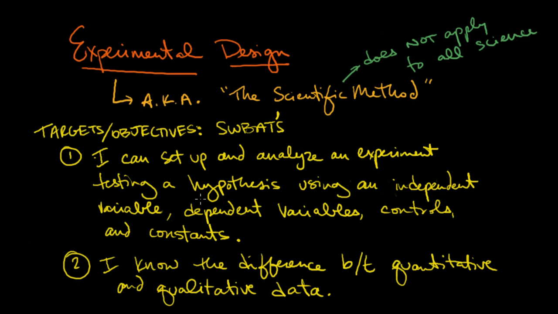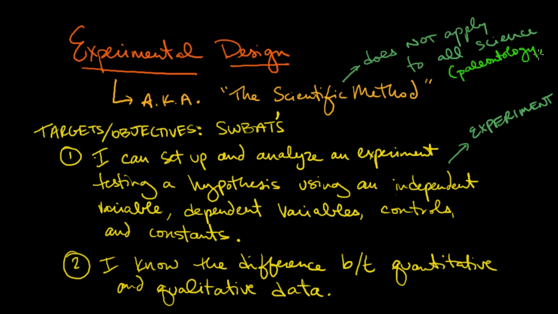So we think of the scientific method. Here are some keywords in the targets: independent variable, dependent variable, controls, constants. All of those things relate to something that you know as an experiment. But not all sciences are experimental. For example, some that are not experimental could be things like paleontology.